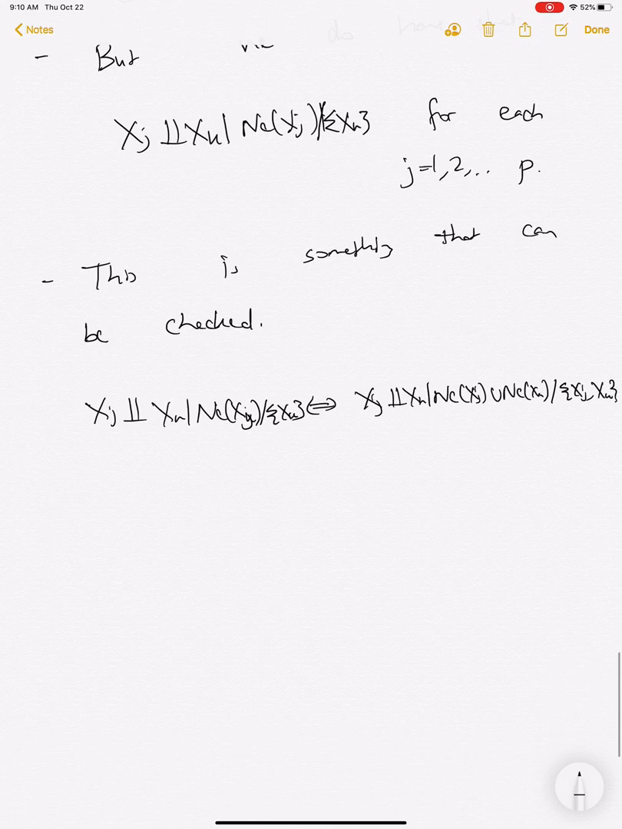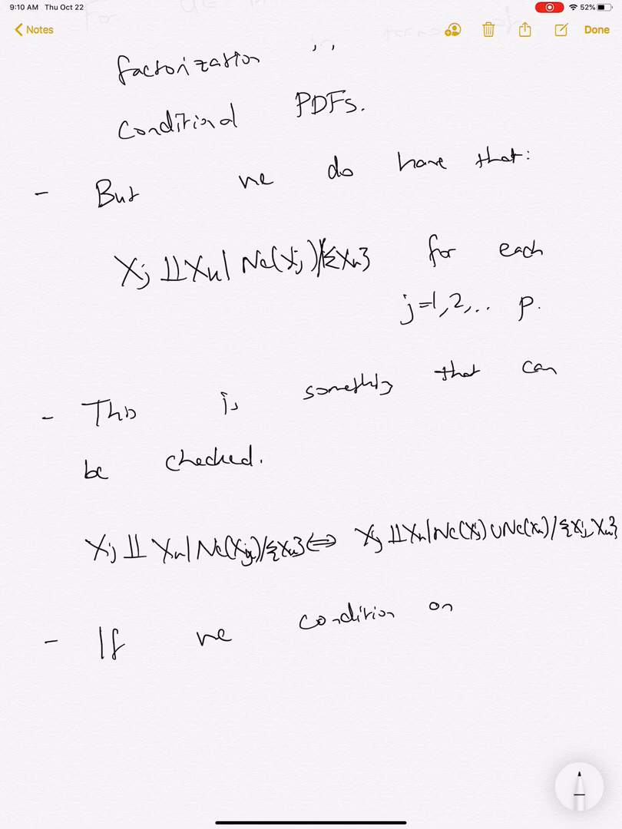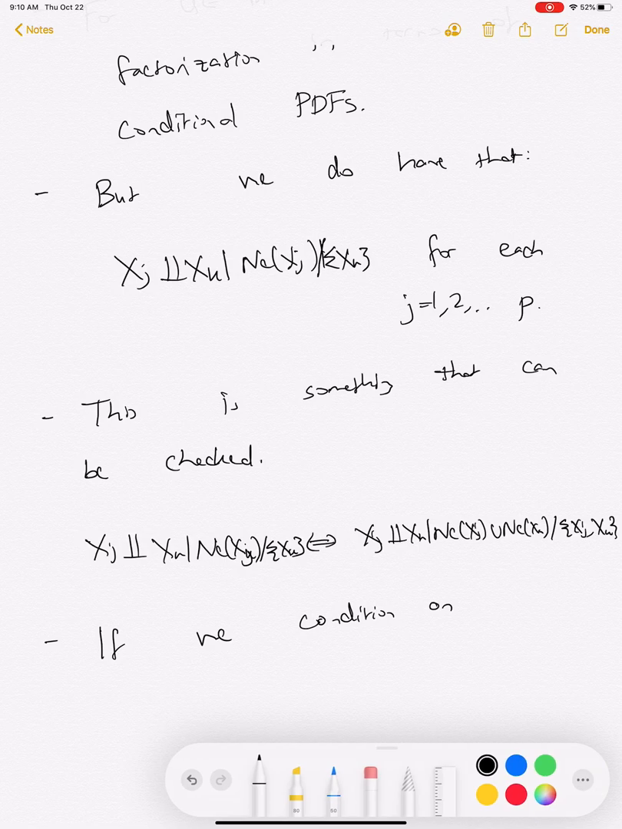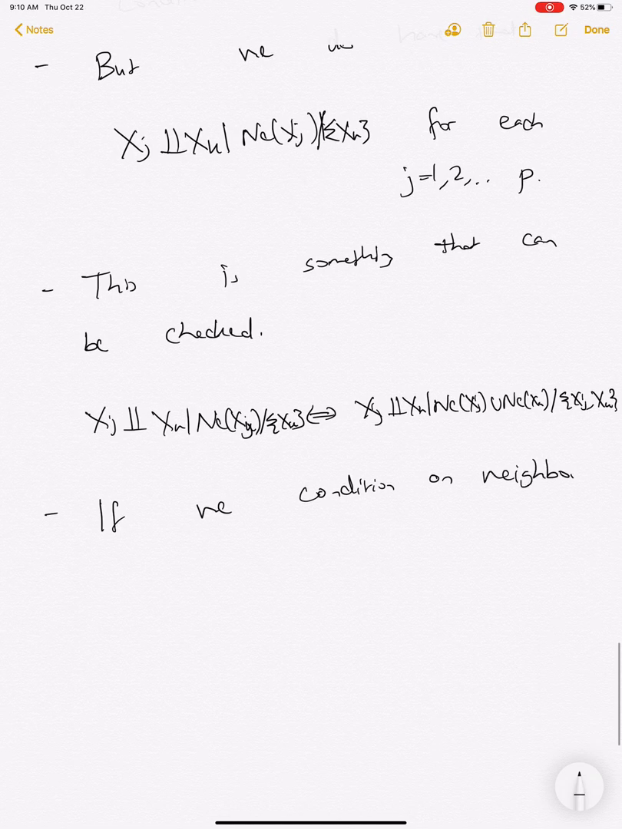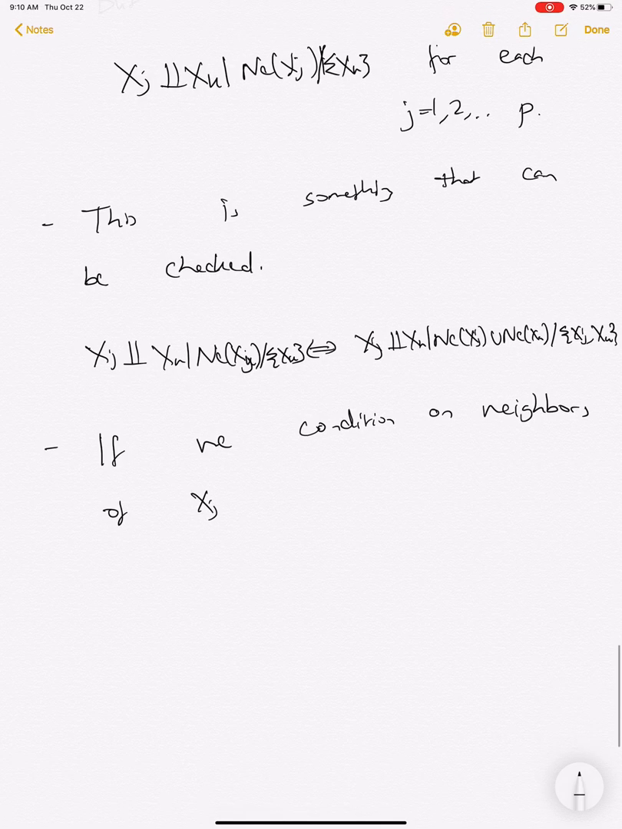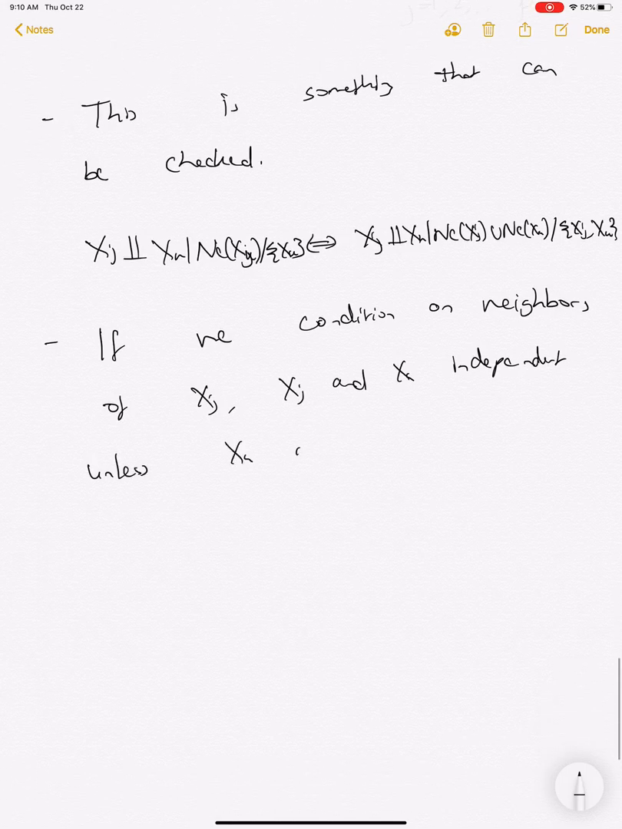Okay. So that seems a little bit complicated, but what we're really saying is that if we condition on the neighbors of xj, then xj and xk are independent, unless xk is a neighbor. So that's what we're basically saying here.